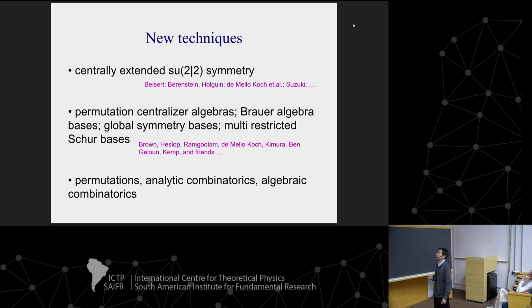We can also use the techniques of centrally extended SU(2) symmetry. It plays an important role in simplifying the spectrum and the S-matrix. There are also techniques from the permutation centralizer algebras. These are also related to the basis of operators, including the Brauer algebra basis, global symmetry basis, and the multi-restricted Schur basis, which have been discussed by Brown, Heslop, Ramgoolam, de Mello Koch, and other friends.